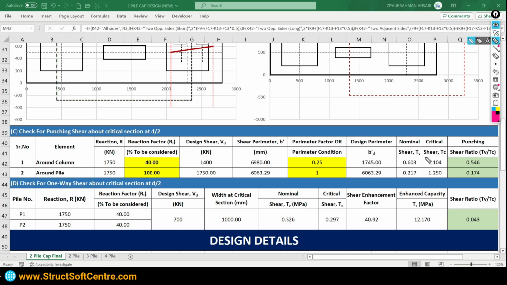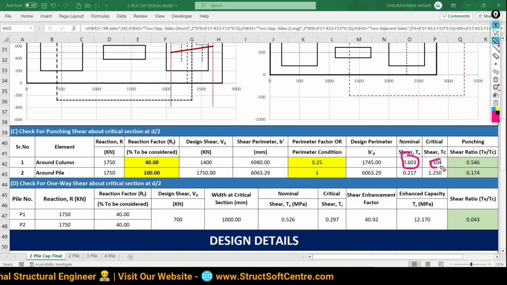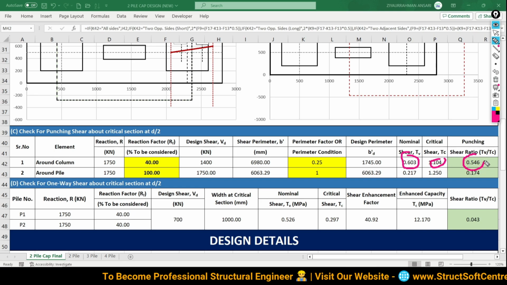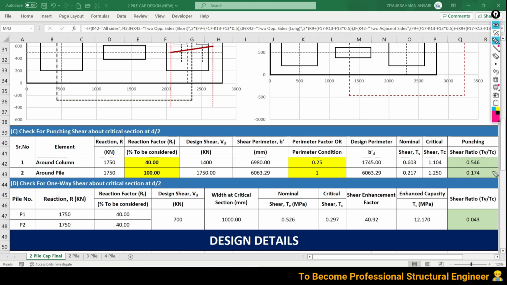Now after all of this calculation, this is the nominal shear coming due to shear force, this is the critical capacity, and by taking the punching shear ratio we are getting 0.546. So we are on the safe side. Your design is safe for the punching. Likewise you have to do the check around the pile.